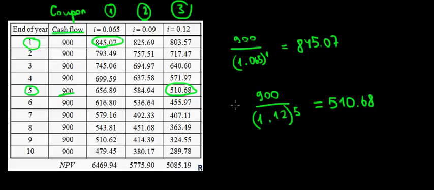Why do we do all these things? To calculate the present value of our coupons, because remember, the 900 euros is in the future. That's 1 year from now, 2 years from now, 3 years from now, and so on.